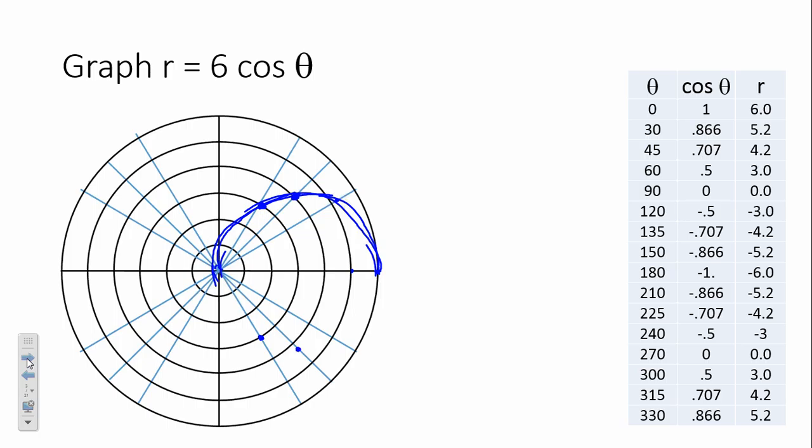Okay, at 150, I'm at square root of 3 over 2, but negative because I'm in the second quadrant. So negative 5.2 at 150. And then when I'm at 180, I'm at negative 6 again. Yeah, negative 6. So 180 out, 6 back. So we're completing our circle here.